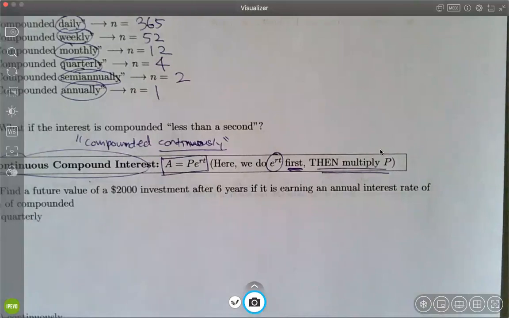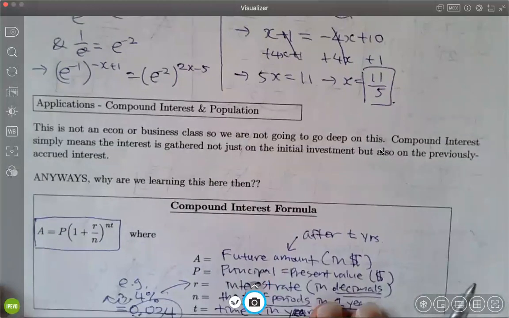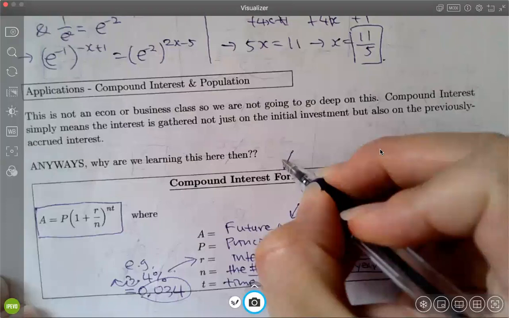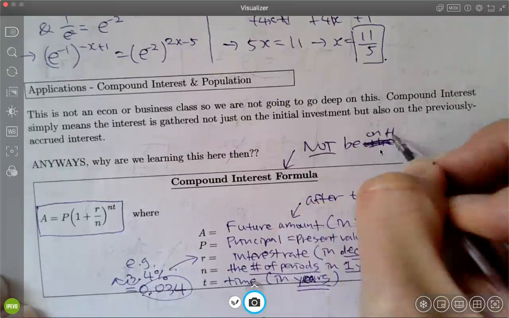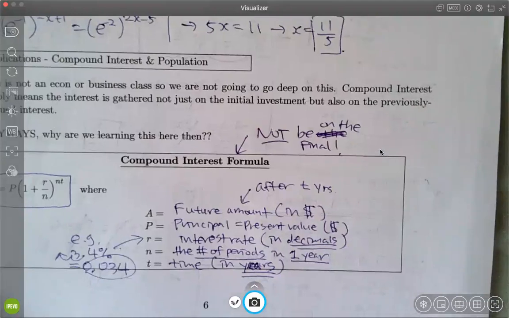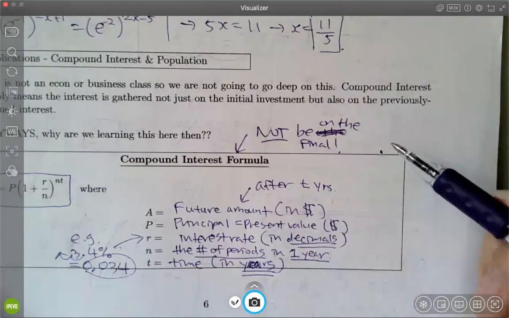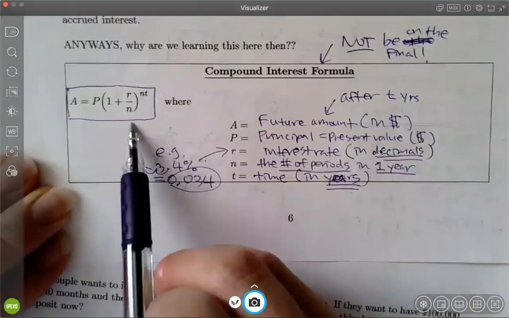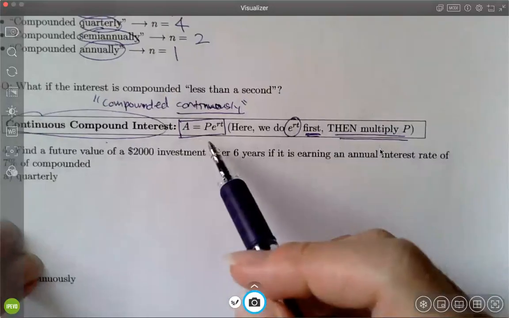So, go back to the previous page. This compound interest formula, and also the continuous compound interest formula, will not be on the final. But will it be on exam 4? Yes. Since this is not on the final, you do not have to memorize this formula or this formula. So what do you have to know then?